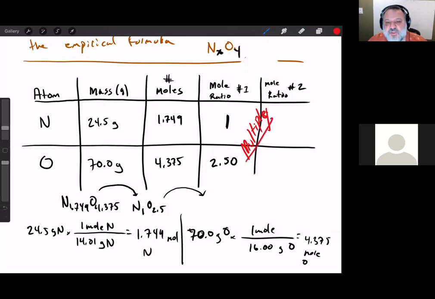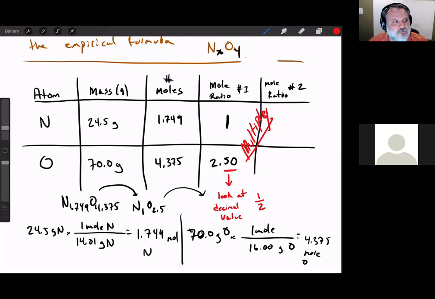I have to multiply both values by a number that still yields a whole number, and it has to be the lowest whole number. How I do that is I look at this decimal value, and I'm going to think about it in terms of a fraction.